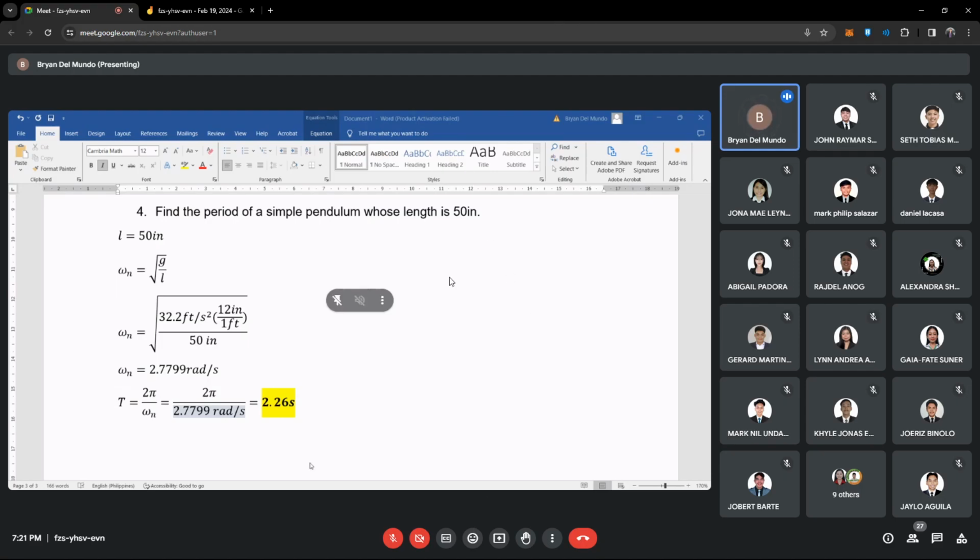May tanong ba? So pwede kayong mag-raise ng hand. So next meeting, we're going to start yung vibration of rigid bodies naman. So matatapos tayo kay free vibration next meeting, doon sa ating undamped free vibration. So tapos na siya next meeting. So any question sa ating last problem?